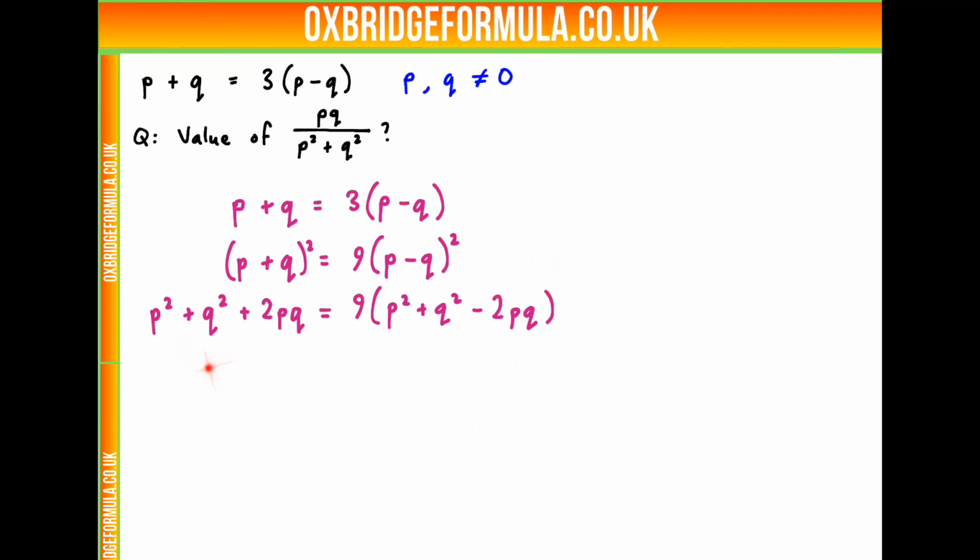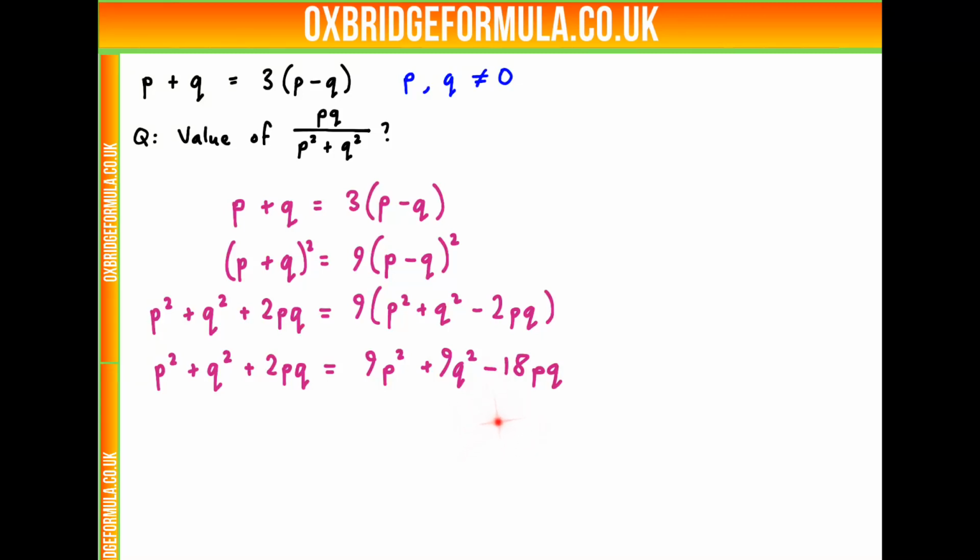So this is a little bit messy, so let's begin to tidy it up. Let's keep the left hand side as it is, but multiply each of these terms in this bracket by 9. So we have the 9p squareds and the 9q squareds minus 18pqs.